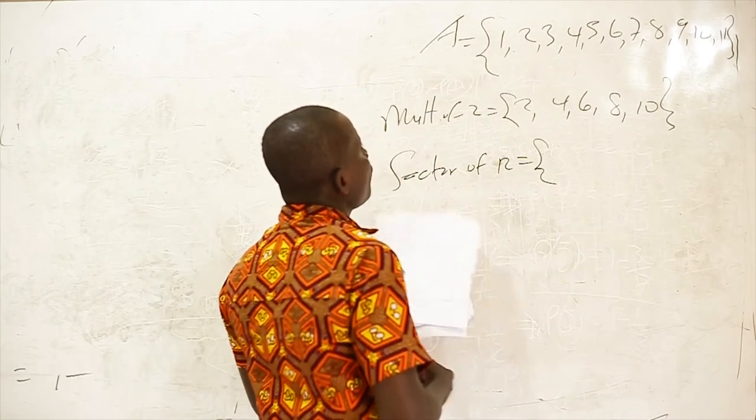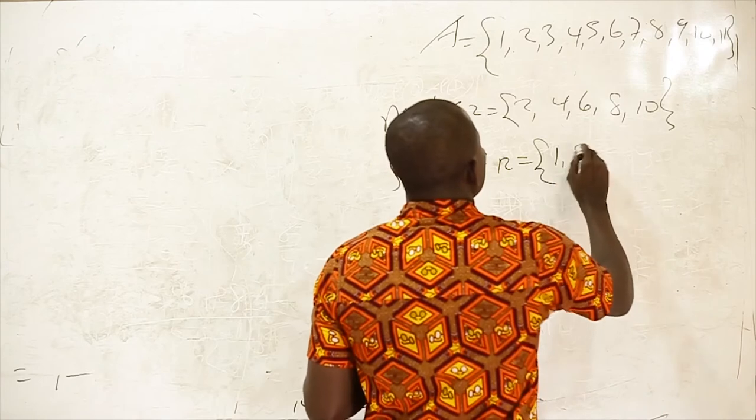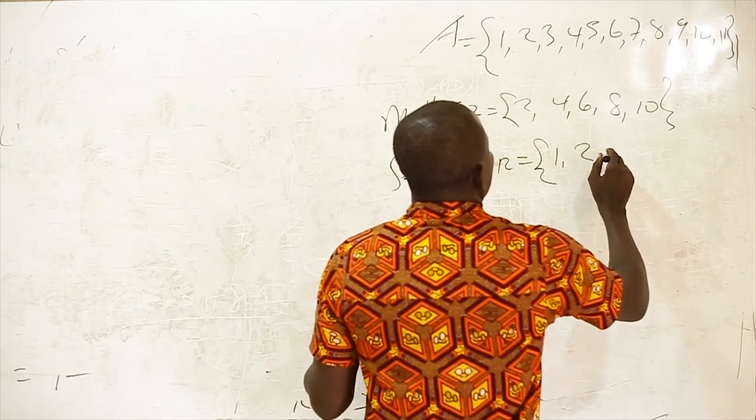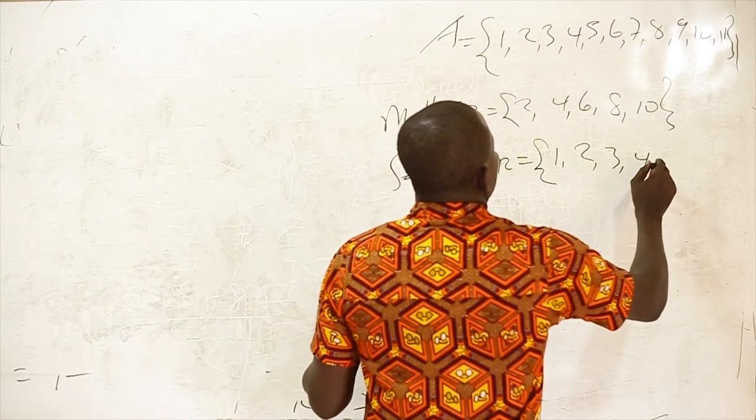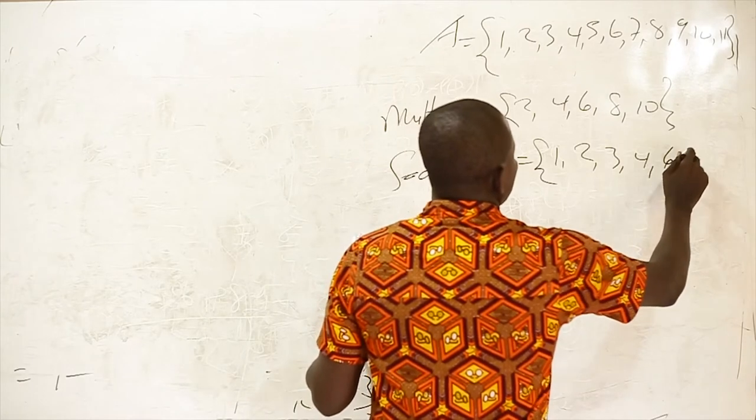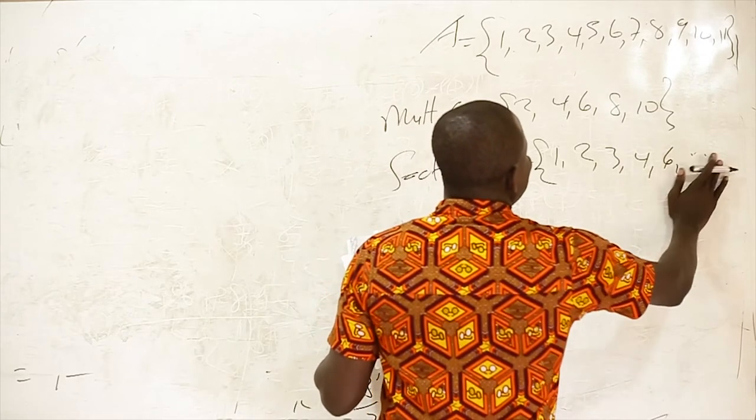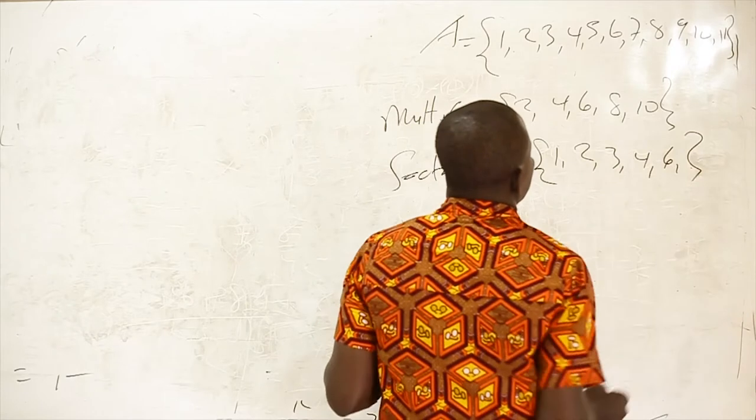Now, factors of 12 are what? 1, 2, 3, 4, 6, and 12. But here's the case, we don't have 12, so it's up to 6.